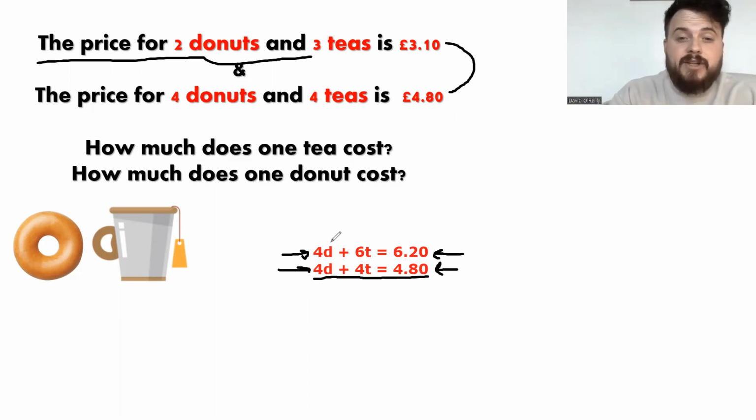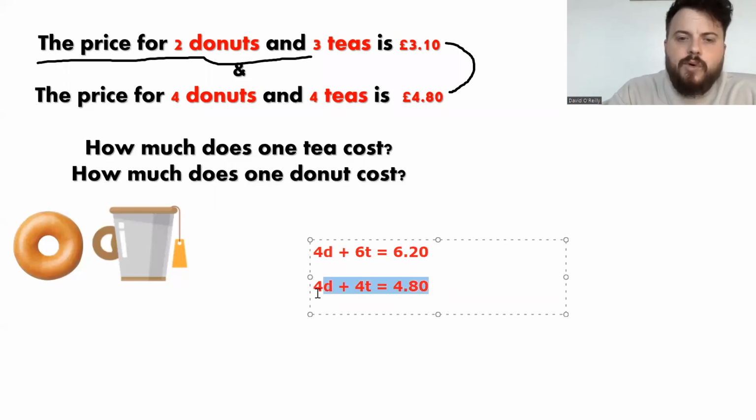Okay. In other words, I'm doing 4D plus 6t equals 620. And from that, I'm going to subtract 4D plus 4t equals 480. Sounds confusing? Don't worry, it's not. Let me show you. So let's just get rid of these arrows. Okay, so this is what we do. We are removing all of this from all of that.